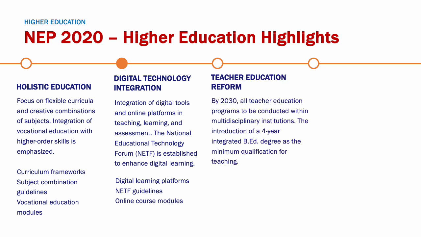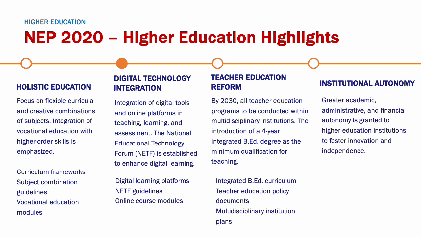Teacher education reform: by 2030, all teacher education programs are to be conducted within multidisciplinary institutions. The introduction of a 4-year integrated B.Ed degree as the minimum qualification for teaching. Institutional autonomy: greater academic, administrative, and financial autonomy is going to be granted to higher education institutions to foster innovation and independence.